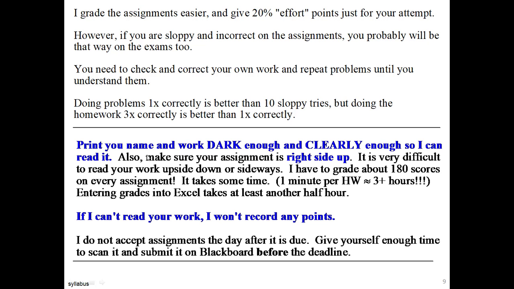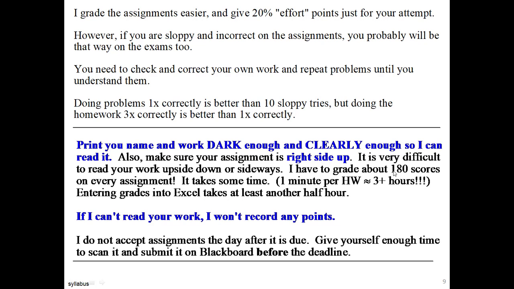Now, one thing when you turn it in, I would really like you to make your name written clearly, print it, and write in something that is dark enough that I can see. Some people write in such light pencil, I can't even read it. So I don't know what to do. And try to make it clear. Some people are a little bit sloppy. Also make sure it's right side up. I'm looking at a computer, and if it's submitted sideways or upside down, I really can't read it very well.